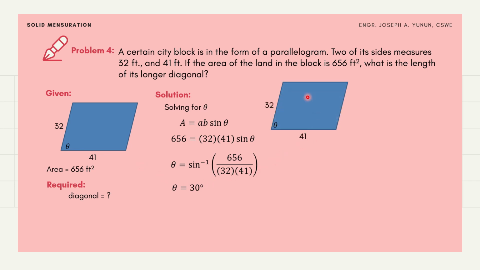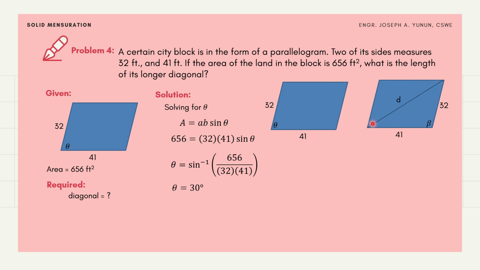Moving forward to solve for the diagonal, I use the original given figure: 32, theta, and 41. Theta here is 30 degrees, and the exterior angle here is 30 degrees also. Now, the longer diagonal is connected from this vertex up to that vertex. Given this figure, the two parallel sides are equal based on the properties of a parallelogram. Similarly, the base is equal to the upper part.